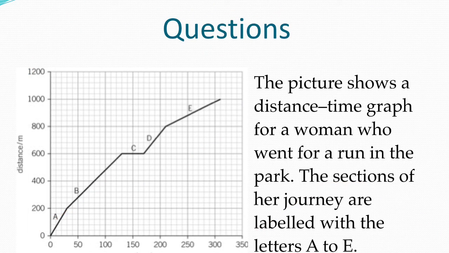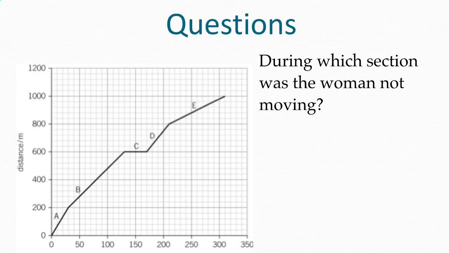Here we have a distance time graph for a woman who's gone for a run in the park. The sections are labelled A to E. The time is measured in seconds and the distance is measured in metres. During which section of the graph was the woman not moving? While you work it out, pause the video.